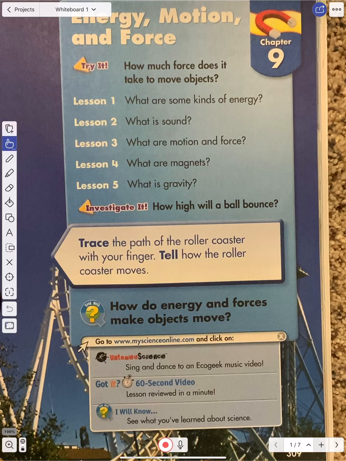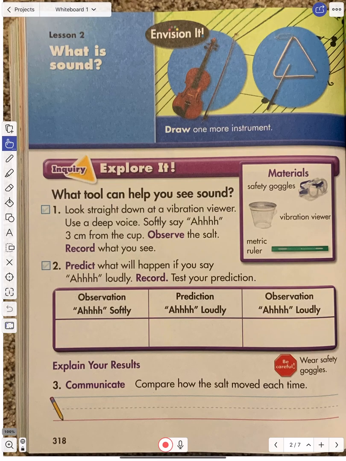We are using your science book again today for the reading lesson on cause and effect. Last time we used the science book, we talked about different kinds of energy, for instance the heat being given off, and light energy. But today we're going to talk about what is sound. This is starting on page 318 in your science book.